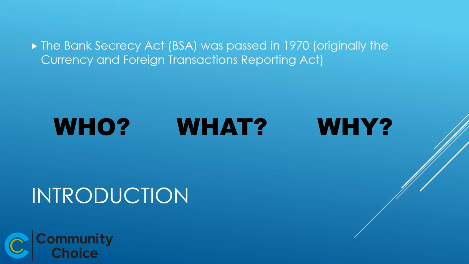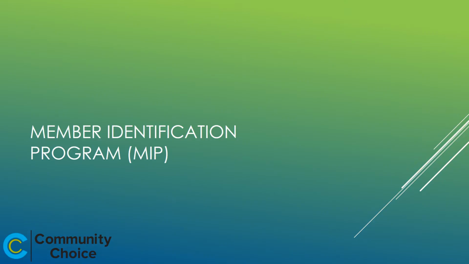They can all be broken down into knowing who we are dealing with, what is happening to the money that comes in and out of the credit union, and why the transaction took place. The who can be answered with the credit union's member identification program. This aspect of BSA requires us to know who we are dealing with and to verify that identity through accurate documentation when opening a new account or loan relationship.